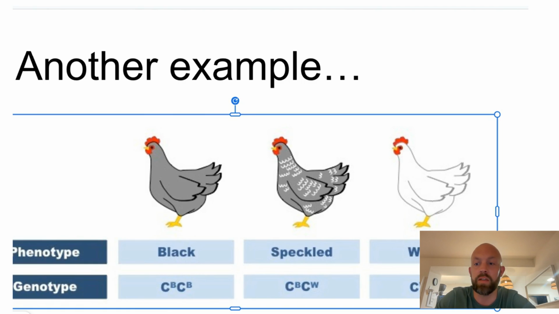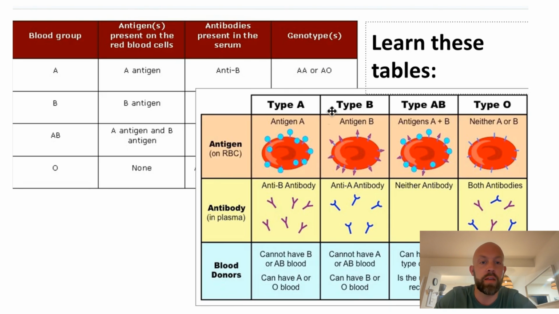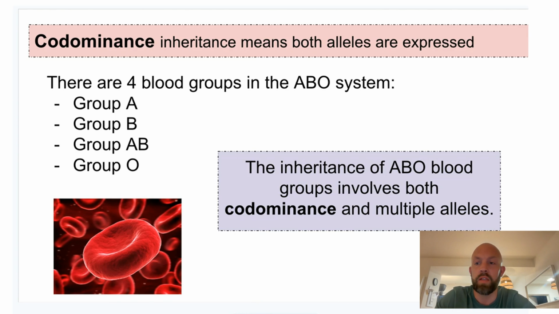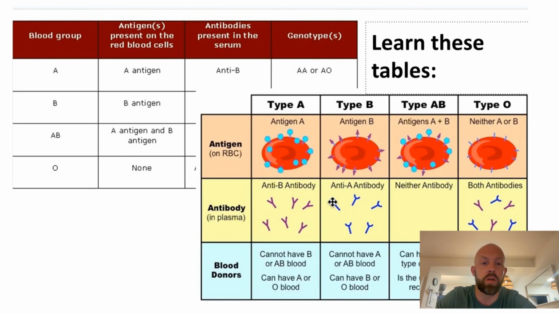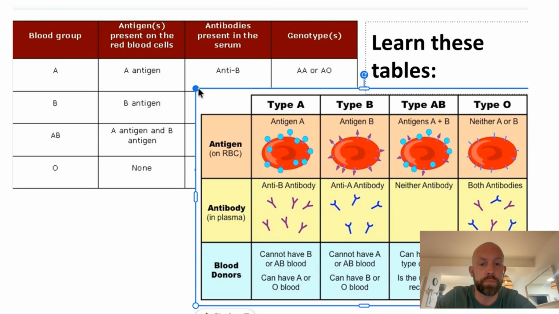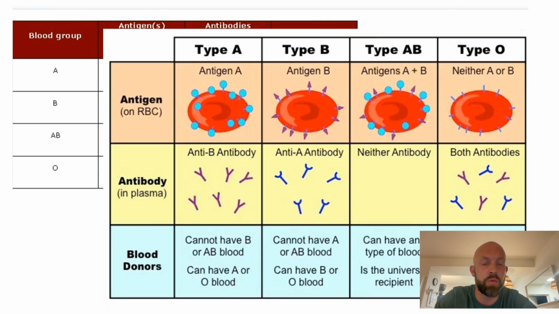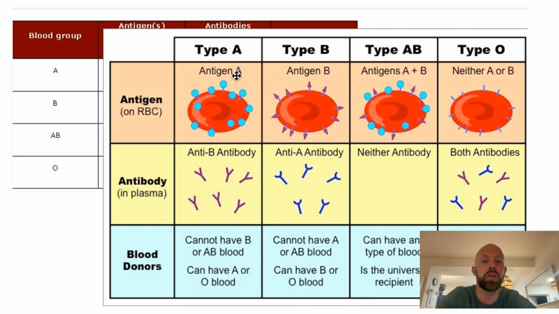The other classic example that we always look at is blood grouping. You'll probably be familiar with the basic ABO grouping system: A, B, AB, and O. And here we can see this diagram, and these are the tables that we need to know. We need to know that type A means that they have the A antigen, and type B, the B antigen.